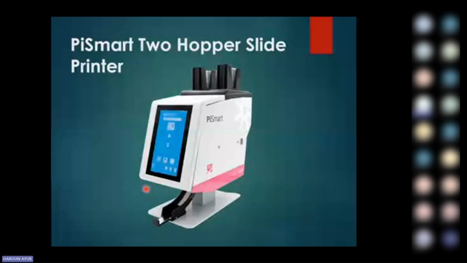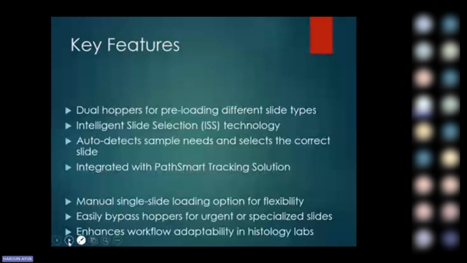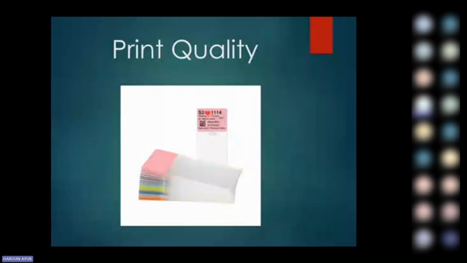We have a scanner down here that can scan the slides or the cassettes. So you have dual hoppers for 2 or 1. So it comes out with this particular quality where it can permanently laser print or etch that particular information of your cassettes and slides. So it's suitable for different colors of slides and cassettes.